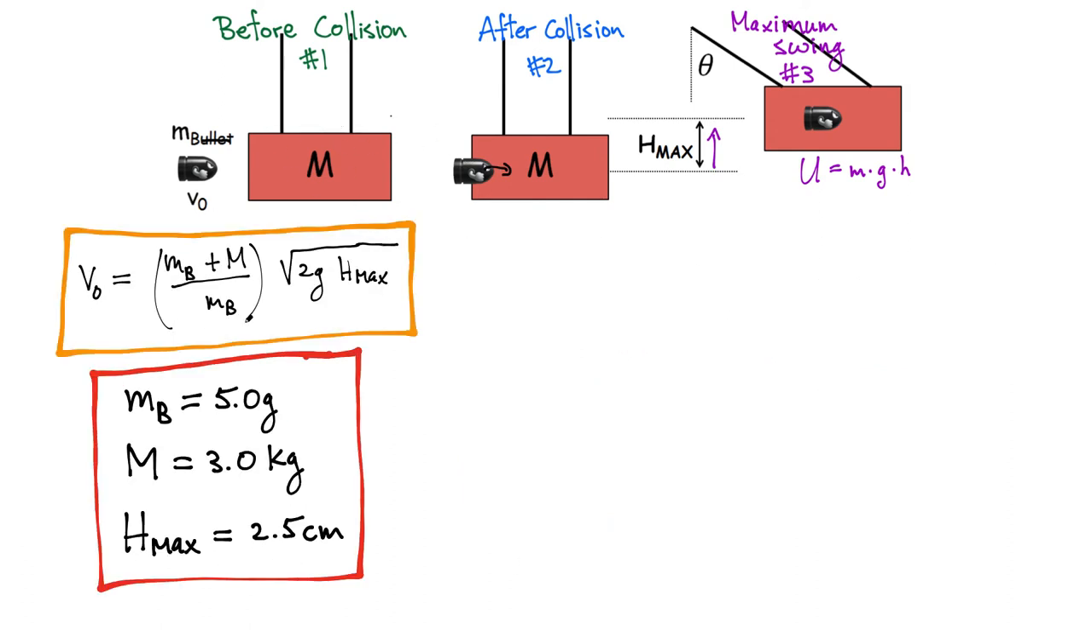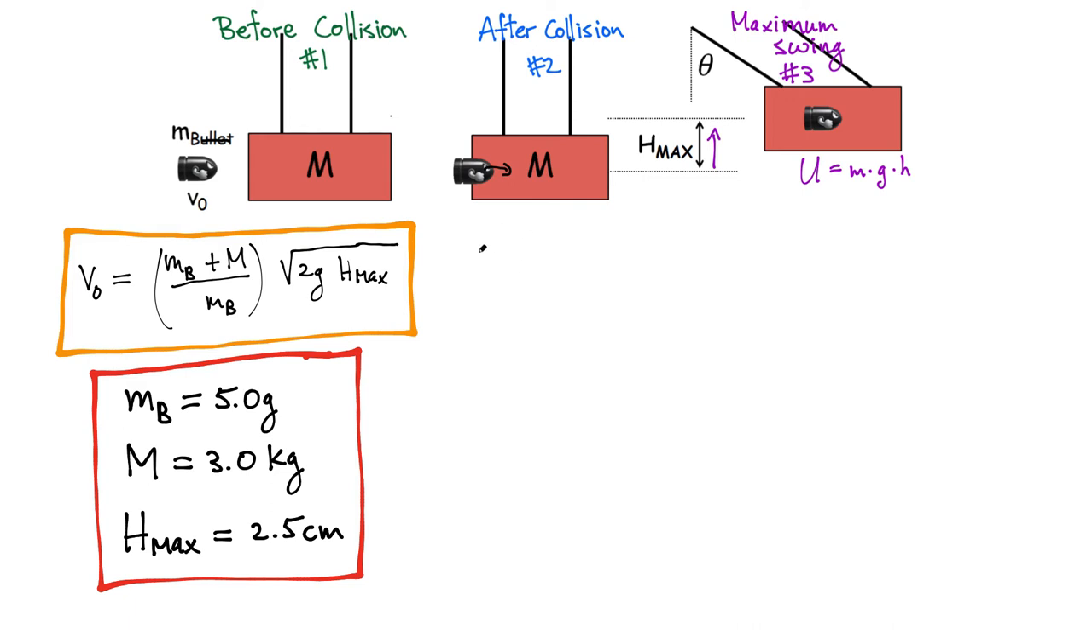We're going to plug some numbers into our expression. I'm going to assume that the mass of the bullet is 5 grams. It's going to hit a block that has a mass of 3 kilograms, and the maximum height is going to be 2.5 centimeters. So let's start by finding the initial speed of the bullet.